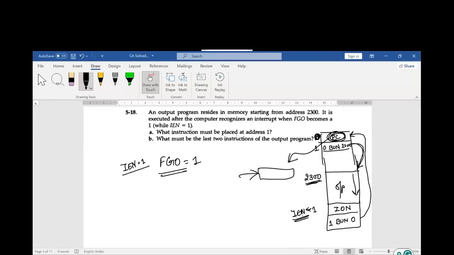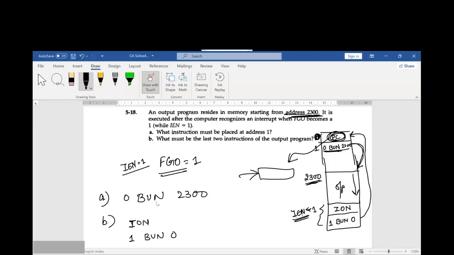Okay, so this is what is asked over here. What instruction must be placed at address 1? So what instruction would be placed at address 1? This one, 0 BUN 2300. It is redirecting us to the address which is given over here. What must be the last two instructions of the output program? These are the last two instructions. So before the return statement, we will first set the IEN flag to 1 through the ION instruction, and the last instruction would be 1 BUN 0.